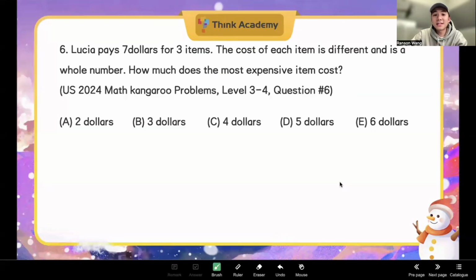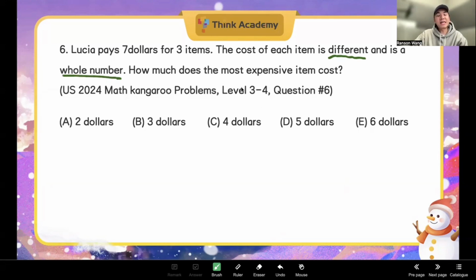What about the sixth question? Lucia pays $7 for 3 items. The cost of each item is different. Be careful, it's different. And it's a whole number, which means there can be no decimals or fractions. So how much does the most expensive item cost?